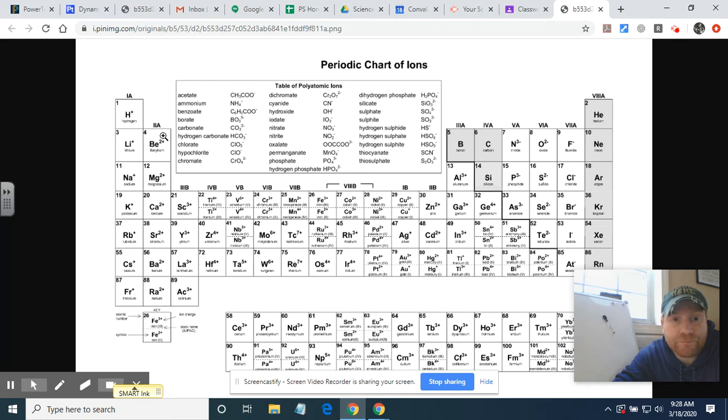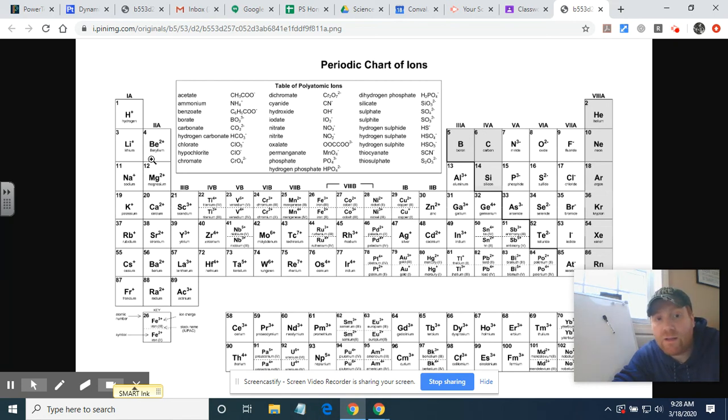Everything in the alkaline earth metals group, everything in group 2A, notice that we see a 2 plus. It's not written as +2, it's a 2 plus. They have lost 2 electrons.